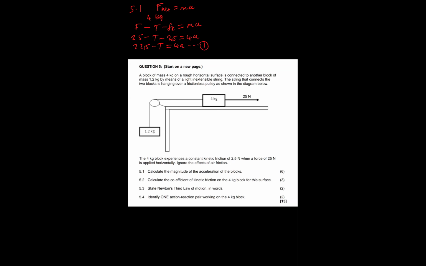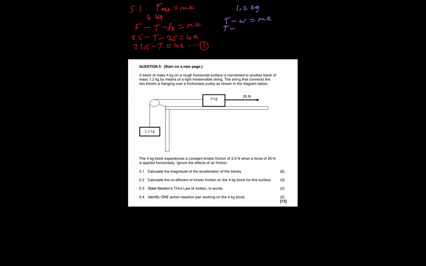Then we are done. Let us move to that other block of 1,2. On 1,2 kg, we have tension minus weight. Those are the only forces acting. Sir, the addition of 25 and 2,5 is 27,5. We're saying 25 minus 2,5. It's minus. Yes, it's minus, F minus Fk.